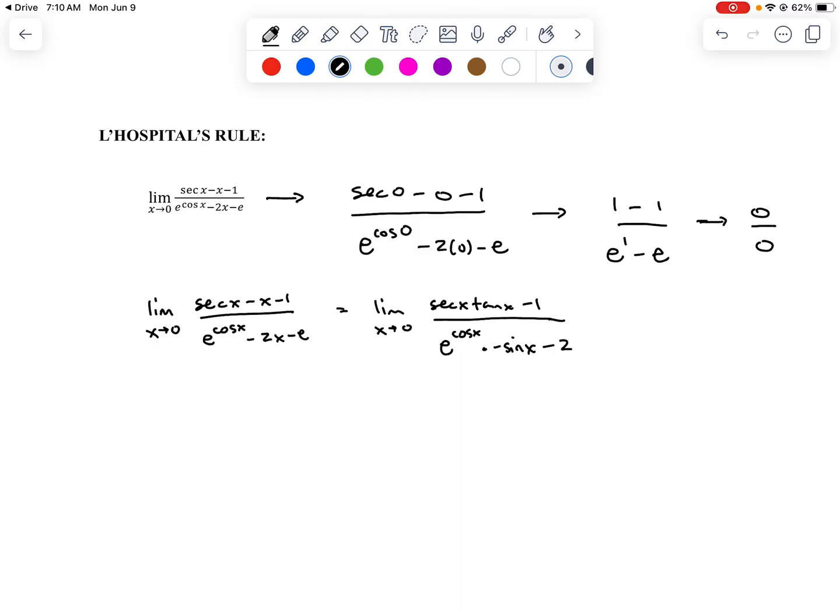So we take the derivative of the top, separate from the derivative of the bottom. So this is not the quotient rule, this is L'Hopital's rule. All right, so then what we do is we're gonna try substitution again. So we plug in 0 for x.